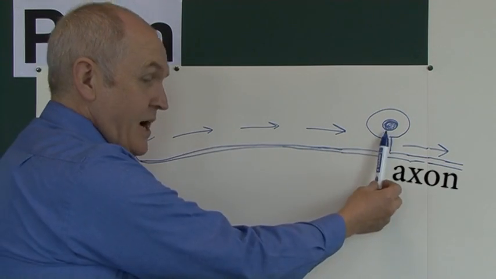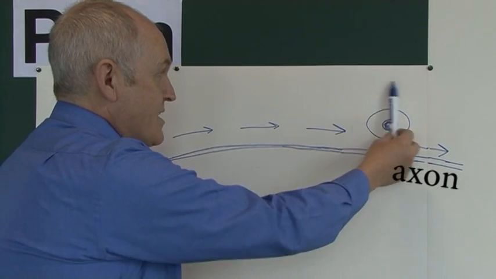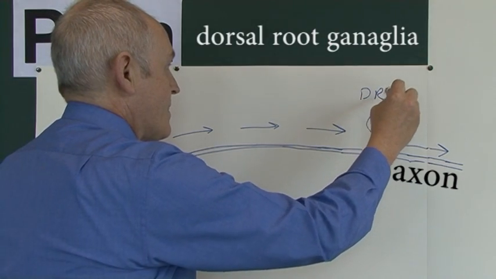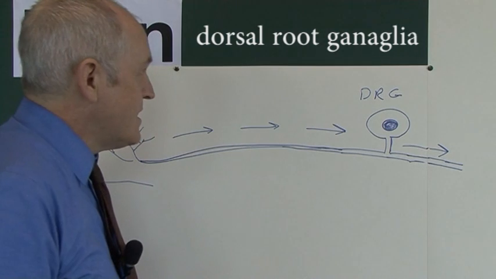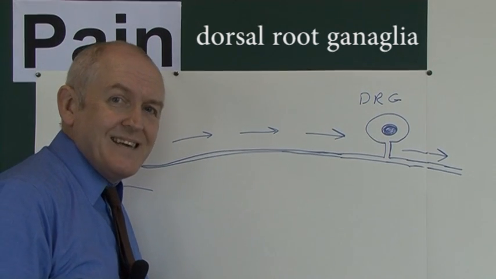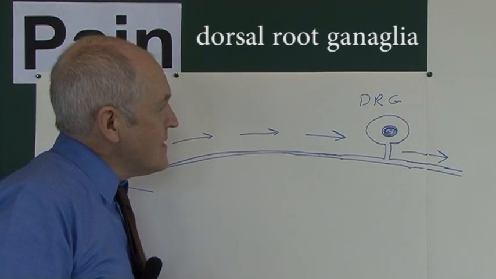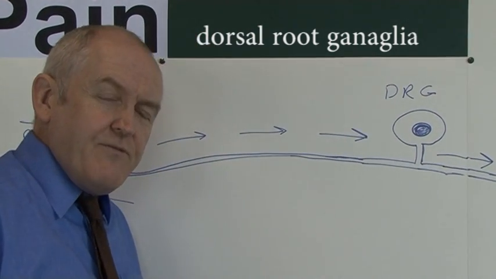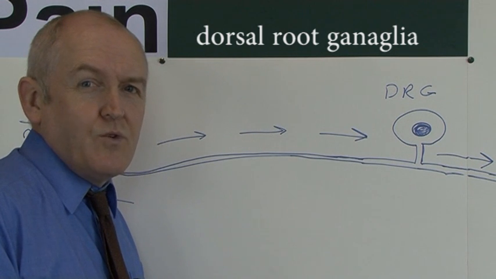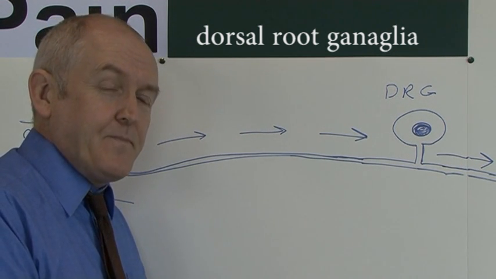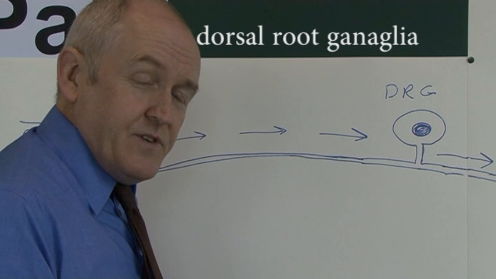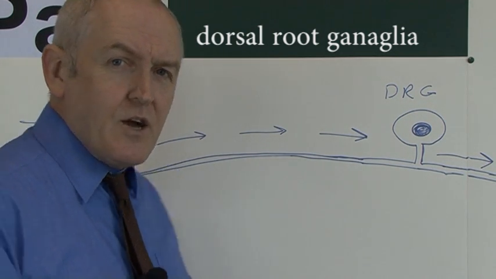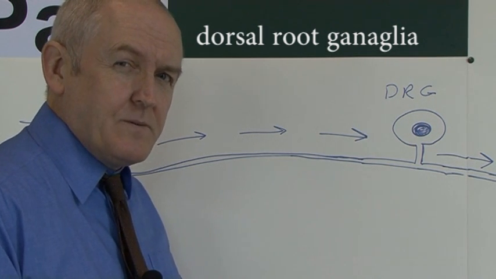They're very near the spinal cord, and they're in an area called the dorsal root ganglia. The DRG, the dorsal root ganglia. Now, this is the dorsal root because all nerve fibres that go into the spinal cord go in the back. And the back is the dorsal surface. The posterior surface is the dorsal surface. So they're going in the back of the spinal cord.